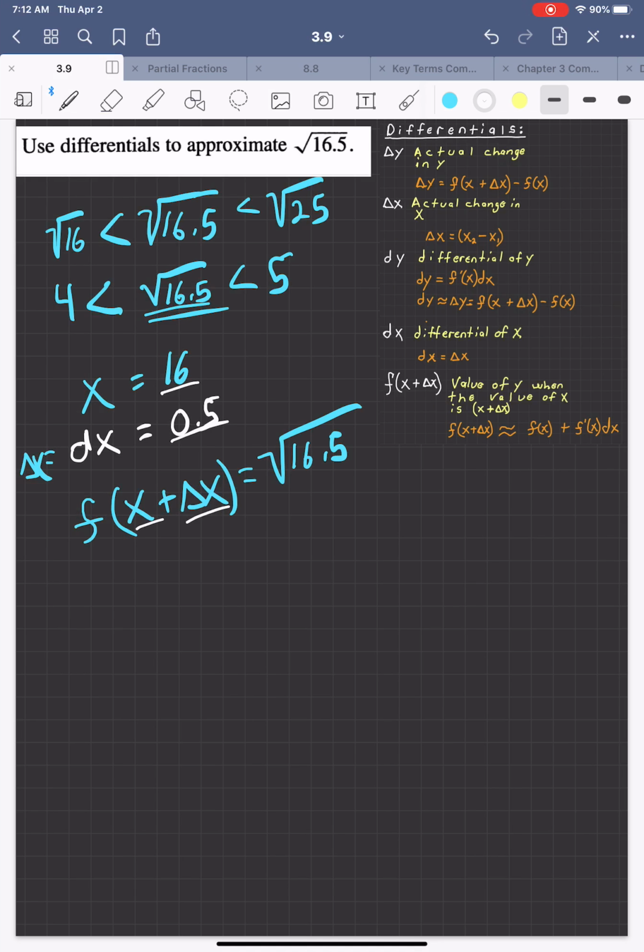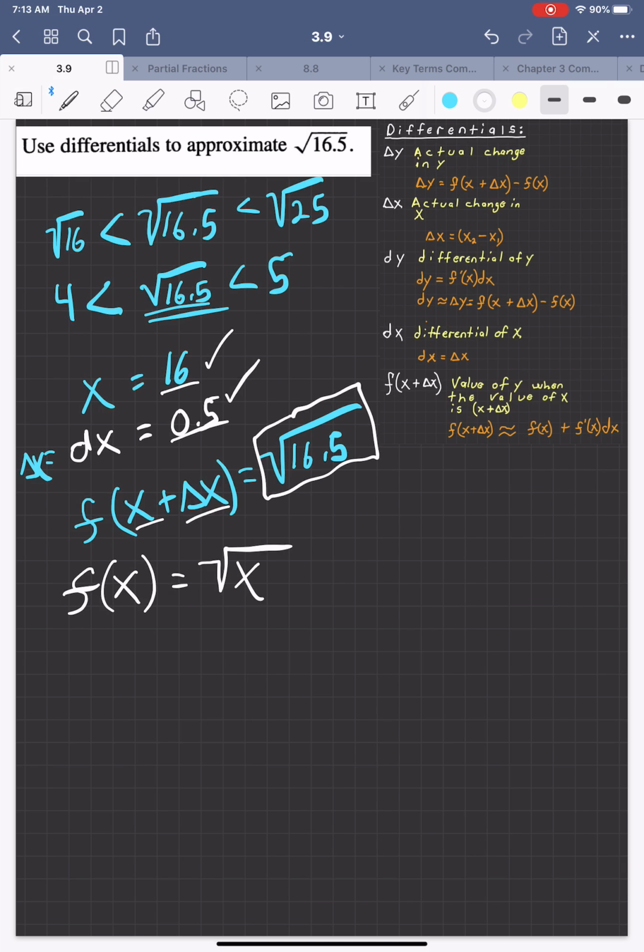Now, the mistake that I made was, how are we going to think about just f of x? We're going to think about f of x as just the function, the square root of x. Okay, does that make sense? So we were asked to find the square root of 16.5. We chose x to be 16 because that's an easy square root to take, but that would leave us with a dx or a delta x of 0.5. Now your boss wants the square root of 16.5.